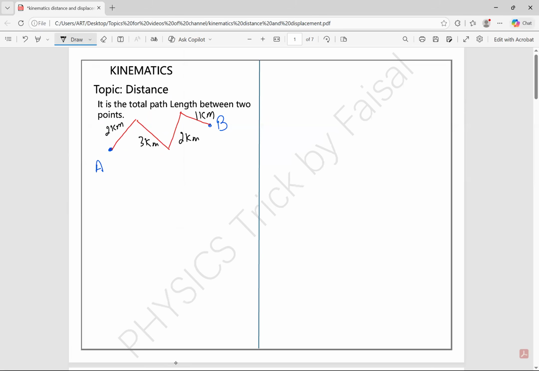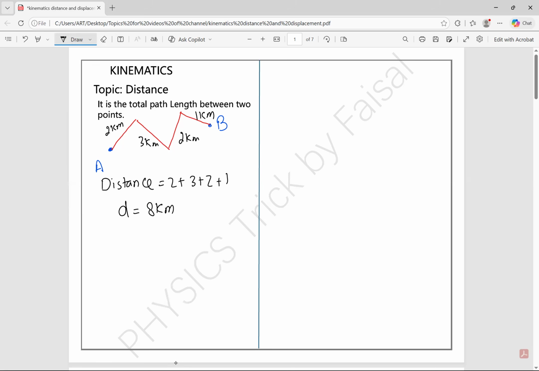So if we calculate the total path length between these 2 points, we can say it is the distance traveled by that one. So distance is 2 plus 3 plus 2 plus 1. So total distance is 2 plus 3, 5 plus 2, 7 plus 1, it is 8 kilometers. So we can say the total distance traveled by this car is 8 kilometers because we calculate the total path length. We cannot miss any of the points. If we add all these path lengths, then we will get the total path length, and it is the distance traveled by that body.